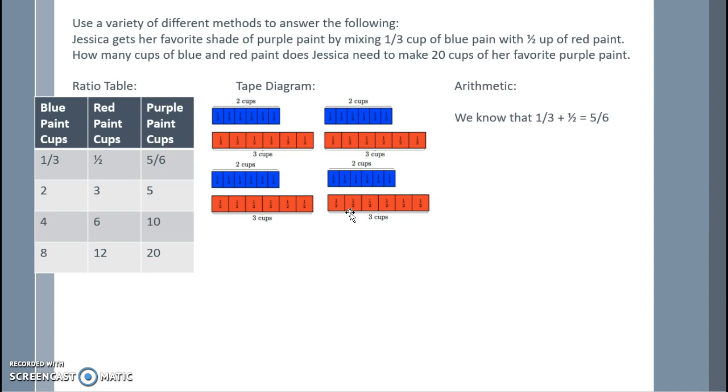We can also use arithmetic. We know that 1/3 plus 1/2 is 5/6. We want to know how many 5/6 can go into 20. So 20 divided by 5/6 is 20 times 6/5, which is 120 fifths, which is 24. So what we then can do is say, well, what is 1/3 of 24? Well, that would be 8. So we need 8 cups of blue paint. And then half of 24 is 12. So that would be our red paint.